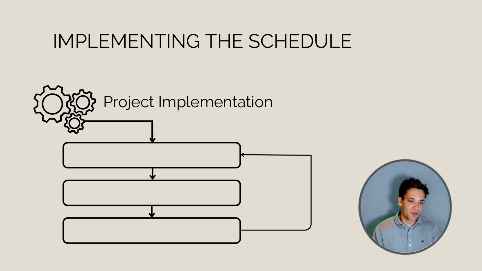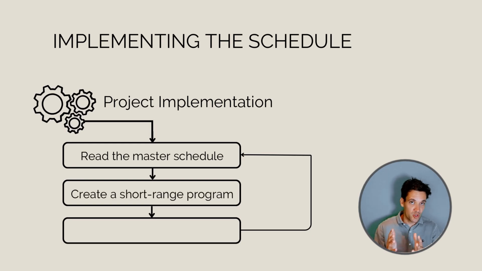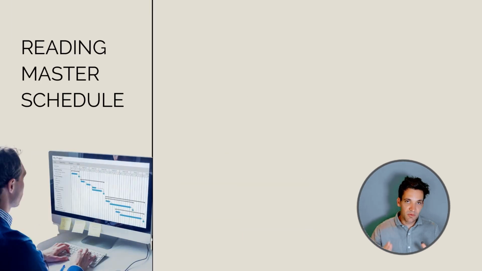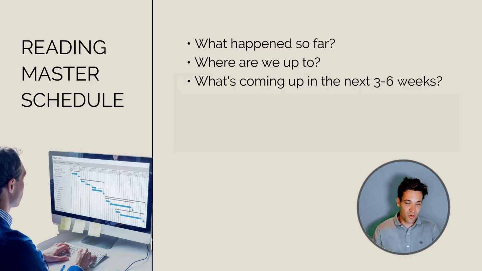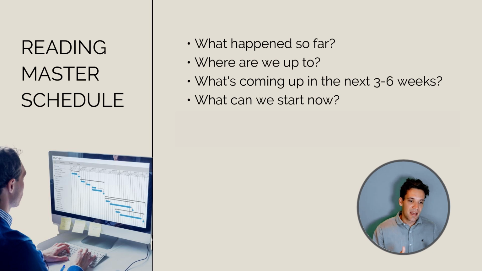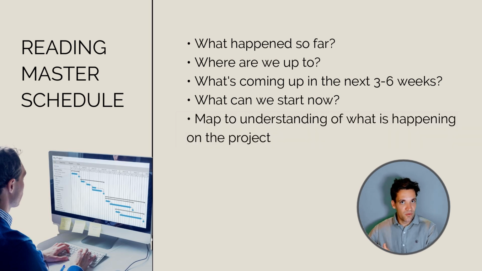To implement the project plan, we need to understand the master project schedule. We want to turn this into a short-range program, and we want to then implement it and go through this process iteratively. So reading the master schedule is where we get the context of where we're up to in the project and what comes next. We want to understand what's happened so far, where are we up to, what's coming in the next 3 to 6 weeks, what can we potentially pull forward and start earlier.